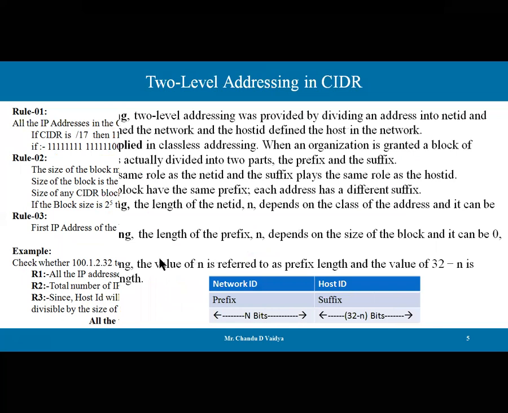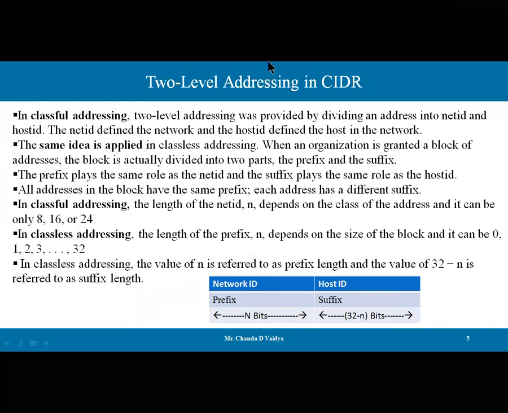Now let's talk about two-level addressing in the CIDR notation. As we are already aware, there are two levels of addressing, the net ID and host ID, available in the classes. In classful addressing, the address space is divided into the net ID, which represents the network, and the host ID, which represents the host. The same idea is applied here, but the nomenclature is different.